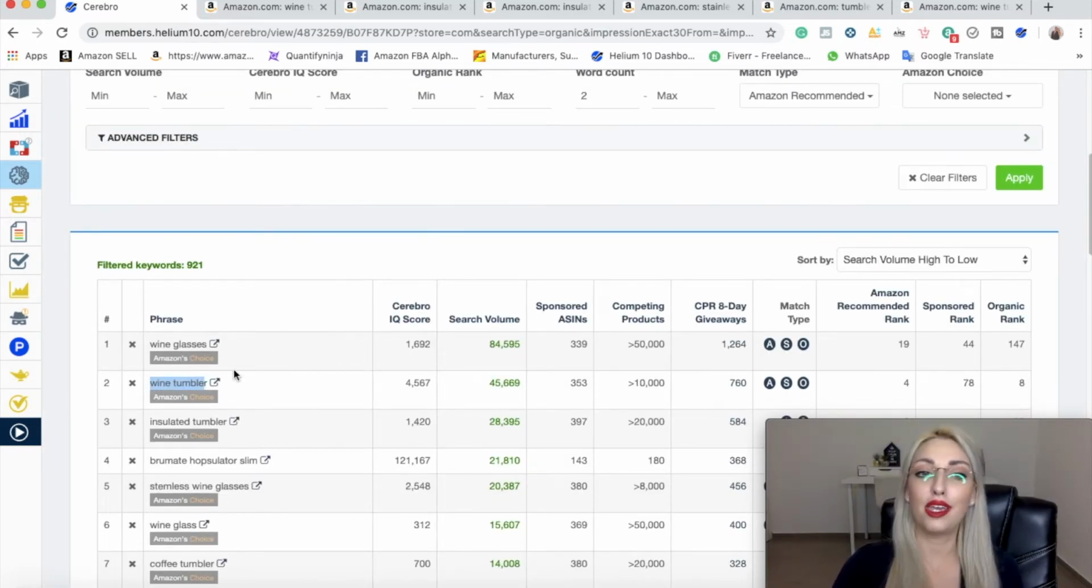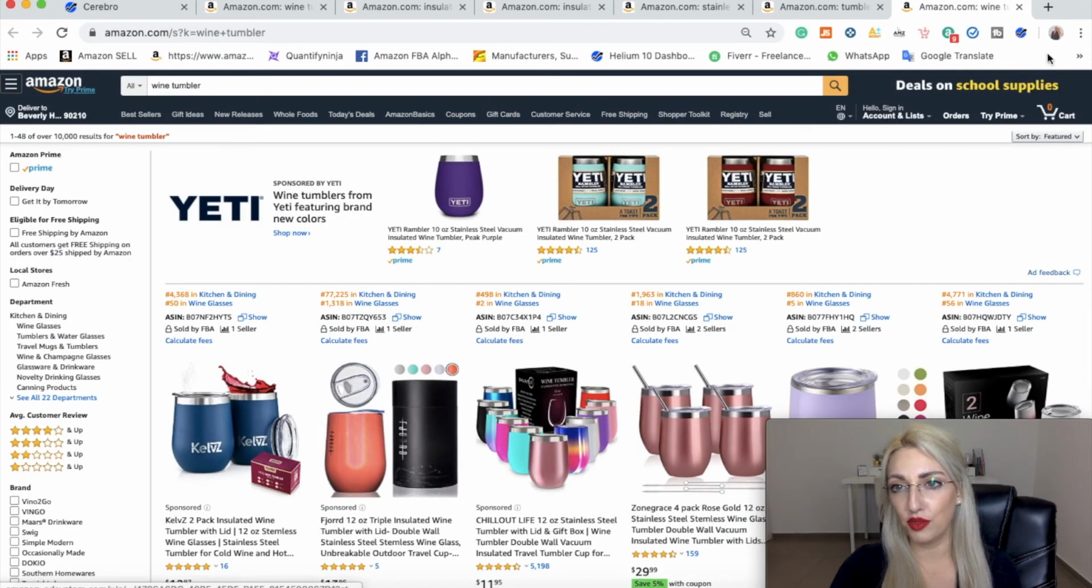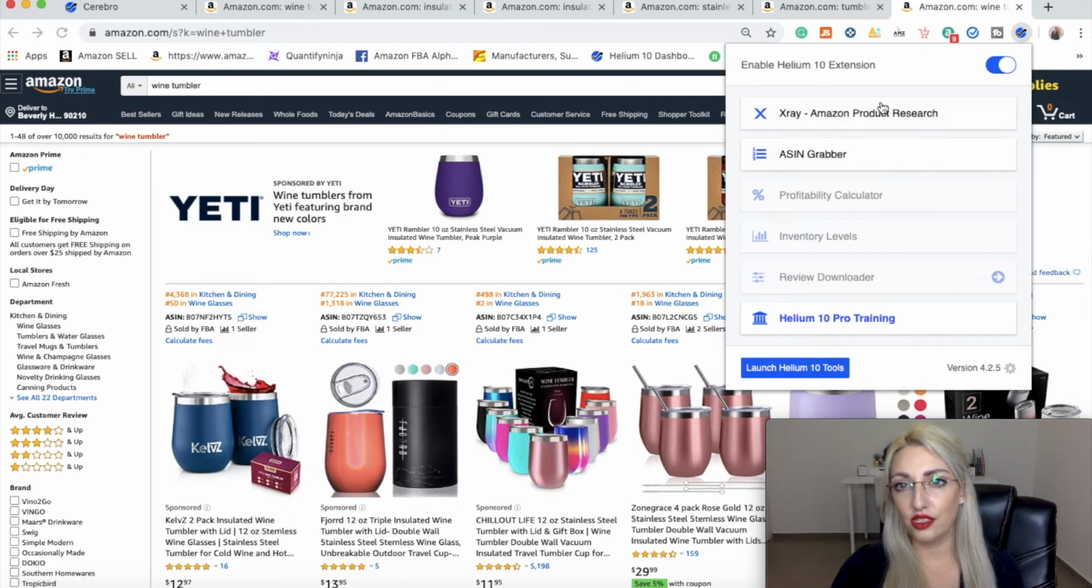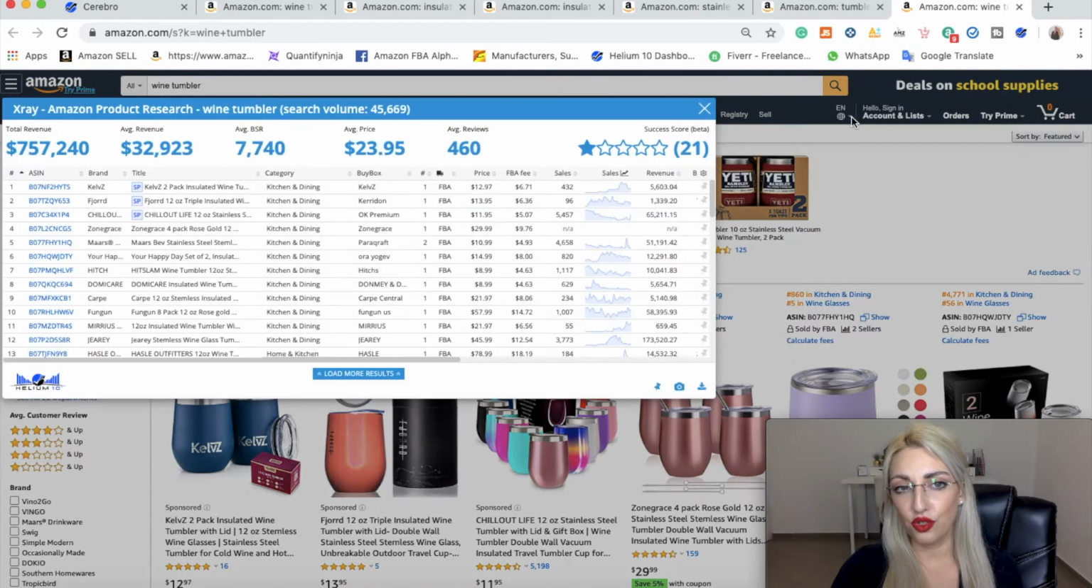This is when I came back and said to the person who had sent this to me, are you aware that wine tumbler is the main keyword? And they didn't even know what I meant by the main keyword. So wine tumbler has 45,000 searches according to Helium 10. I've already opened it up over here. Now look at the difference if I do this. Suddenly, the average reviews is 460, whereas on the other one, it was 200 and something.